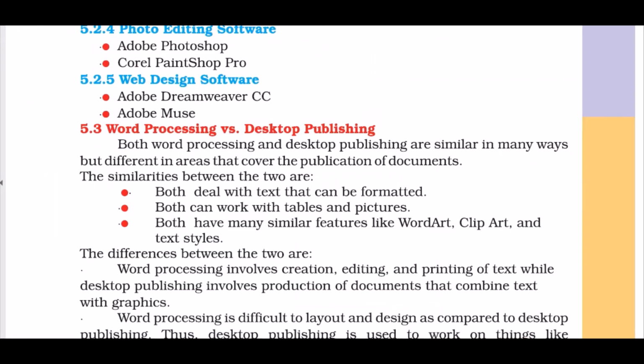Correct? Both word processing and desktop publishing are similar in many ways but different in others. Let's talk about similarities first. Both deal with text that can be formatted. You can edit text anywhere. You can work with tables and pictures. You can type or you can draw a table, or you can edit a picture. Both have many similar features like WordArt, clip art and text styles.